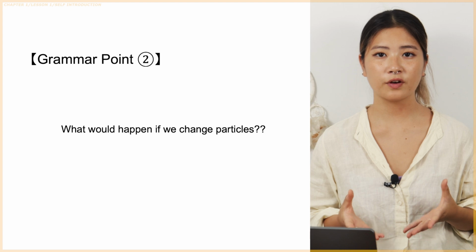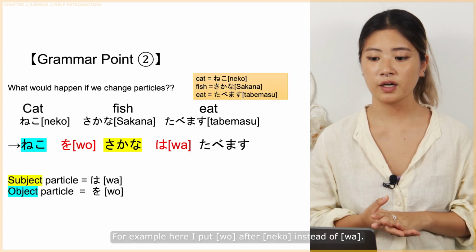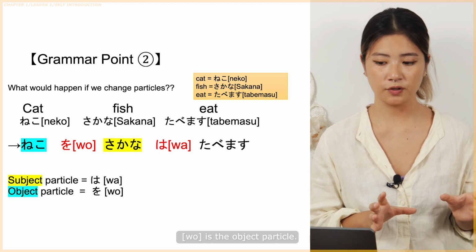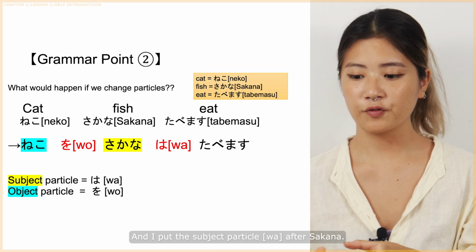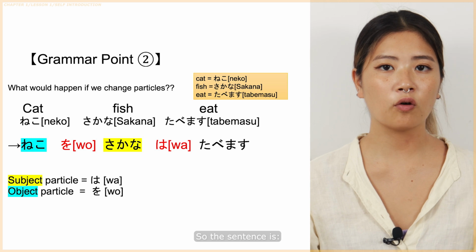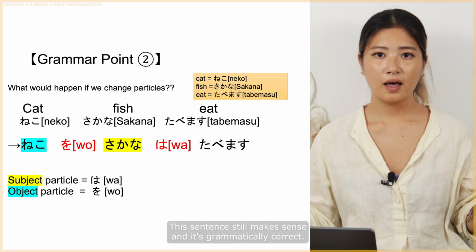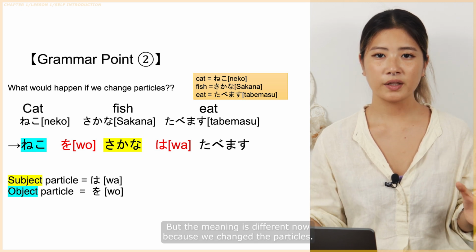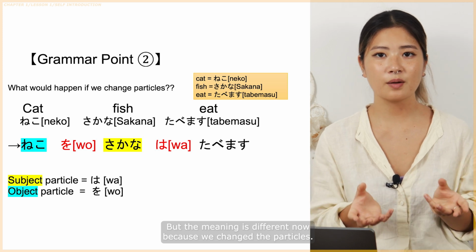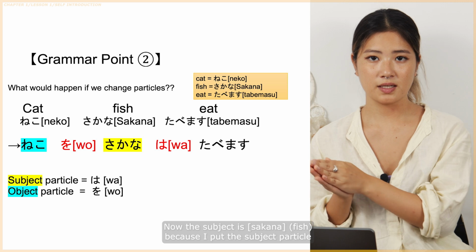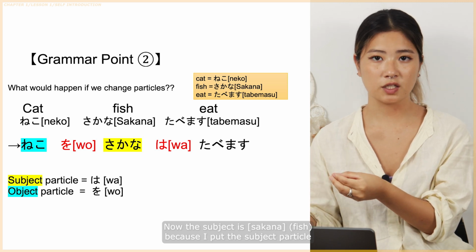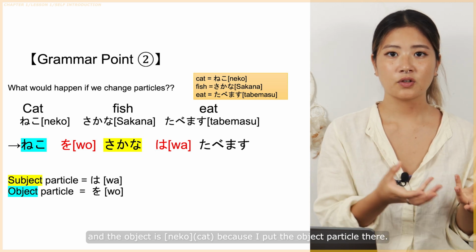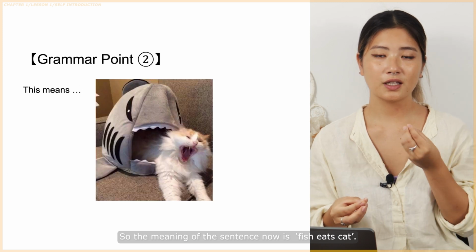So what would happen if I change the particles? For example, here I put wo after neko instead of wa. Wo is the object particle. And I put the subject particle wa after sakana. So the sentence is "neko wo sakana wa tabemasu." This sentence still makes sense and it's grammatically correct. But the meaning is different now because we changed the particles. Now, the subject is sakana because I put the subject particle, and the object is neko because I put the object particle there. So the meaning of this sentence now is "fish eat cat."